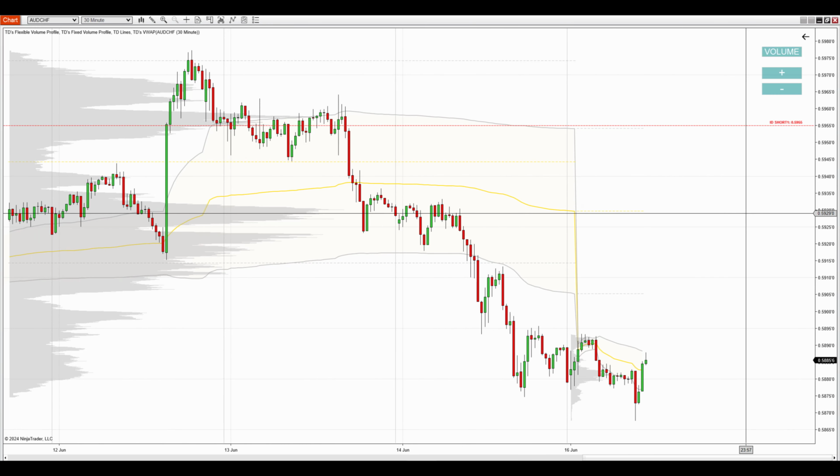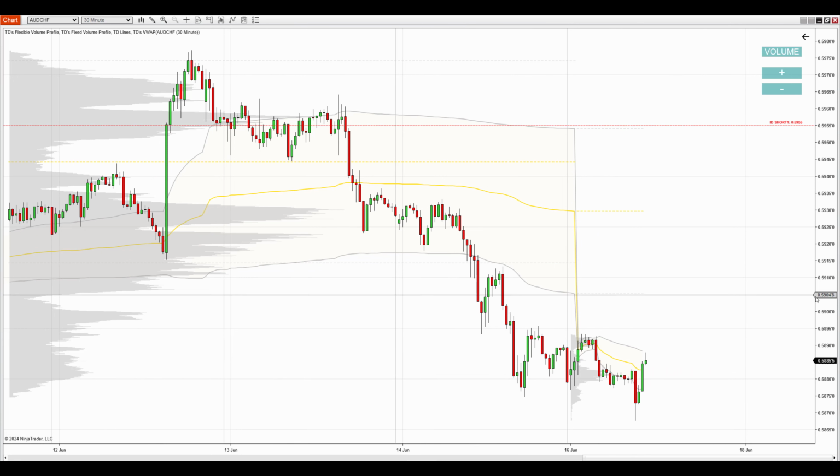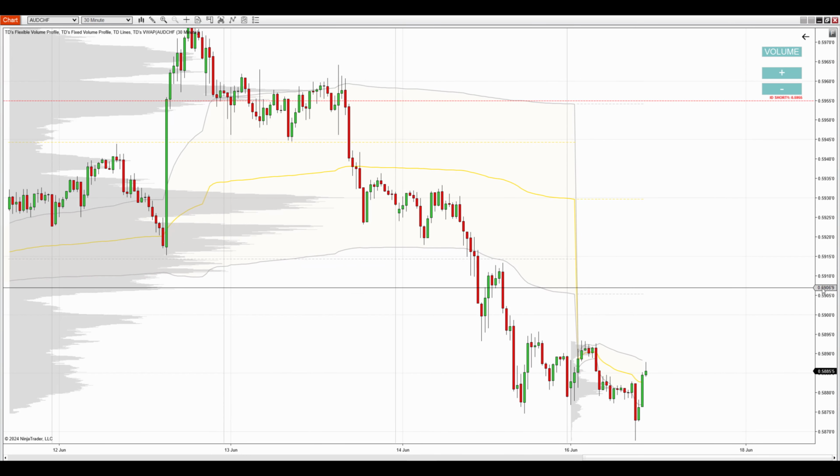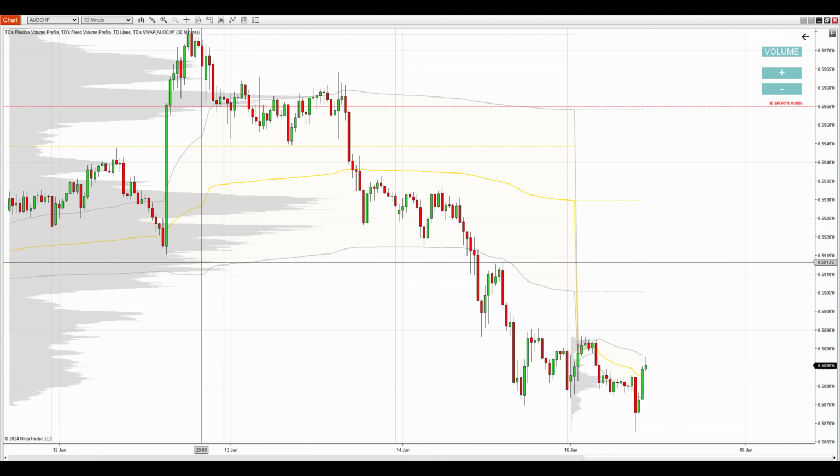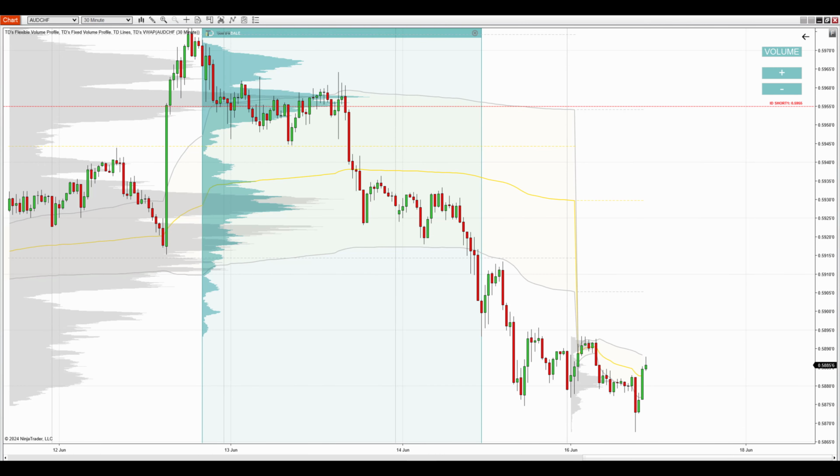So this is a 30-minute chart of the Australian dollar Swiss franc, and what I wanted to show you here was this volume accumulation setup. There was a rotation where heavy volumes were accumulated, and from there strong trend activity started. This is the beginning of that heavy volume zone.